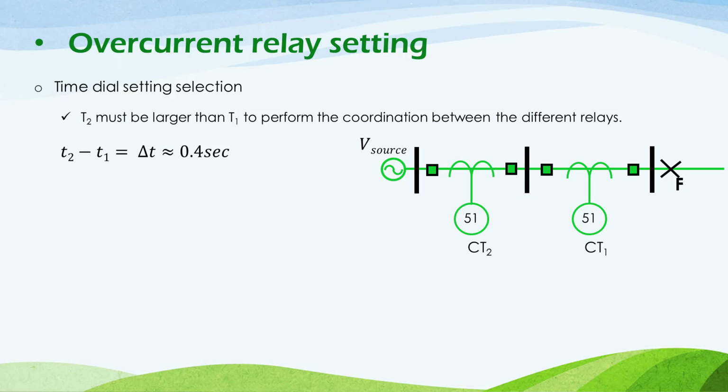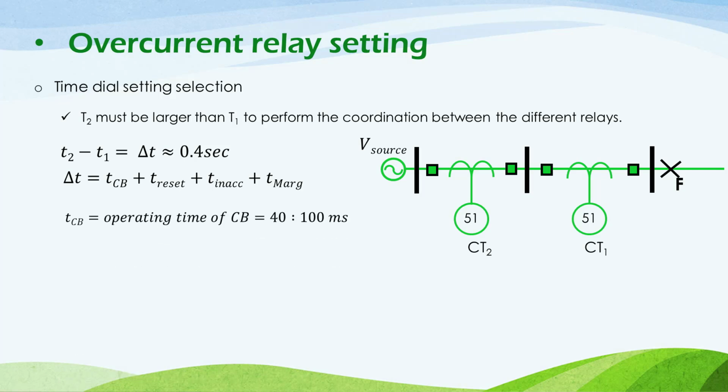But if we need to calculate it, it's equal to T circuit breaker plus T reset plus T inaccuracy plus T safety margin, where T circuit breaker is the time that the circuit breaker consumes to break the circuit by opening its poles, and it's about 40 to 100 milliseconds. And T reset is the reset time of the relay, as the relay needs time to reset itself after its operation, and it ranges from 40 to 70 milliseconds.